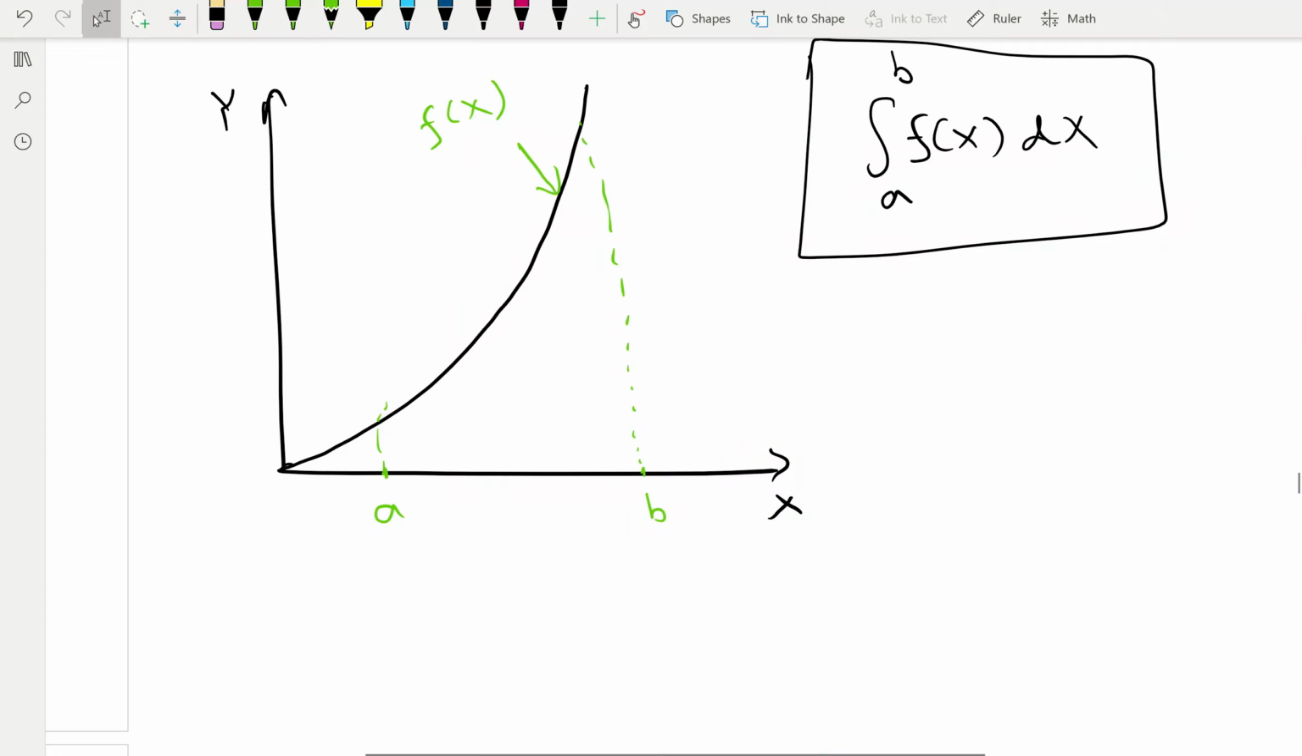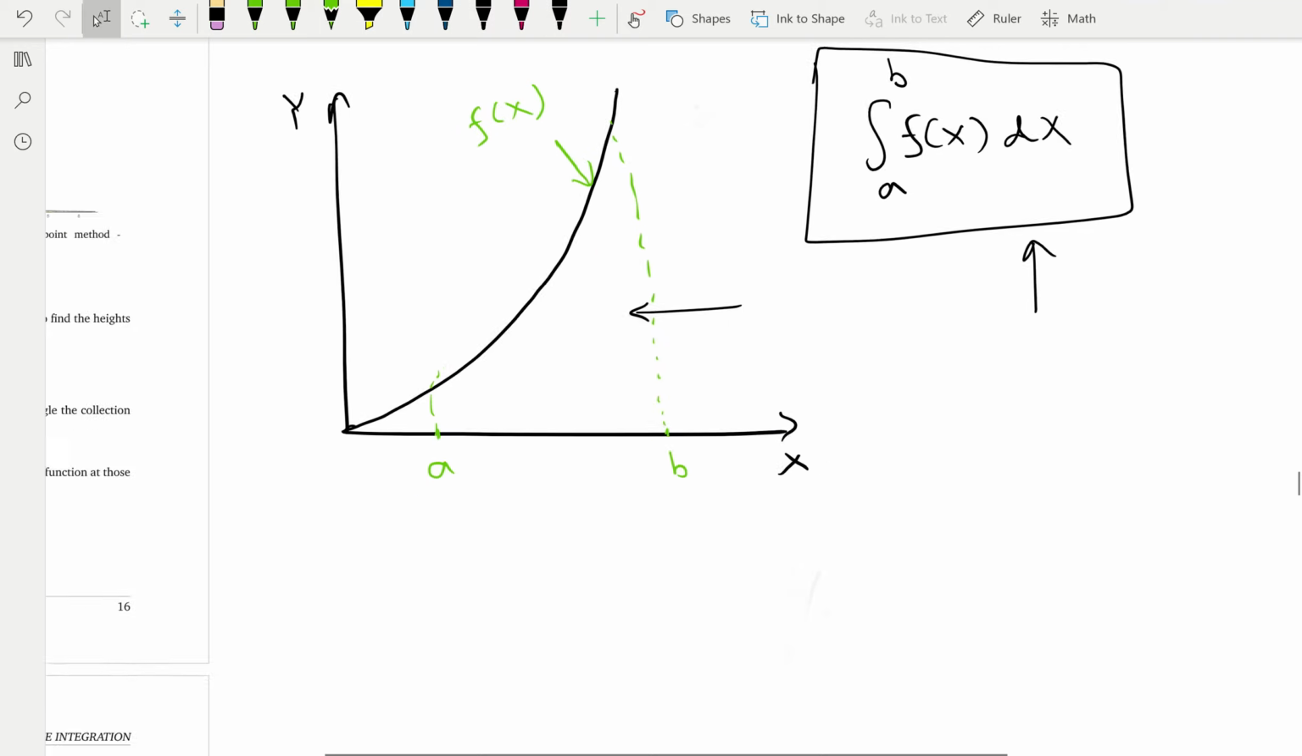So in this video, let's discuss the midpoint rule. We want to approximate this integral using the midpoint rule, or we want to approximate the area in this region using the midpoint rule. Alright, where do we start? Well, we start with the main interval.